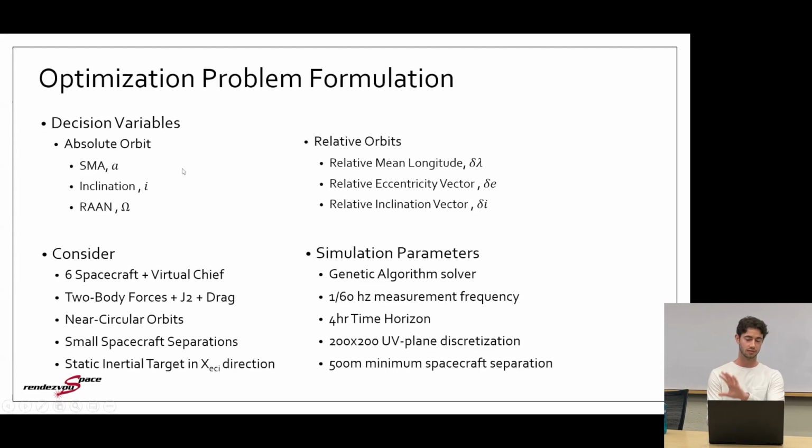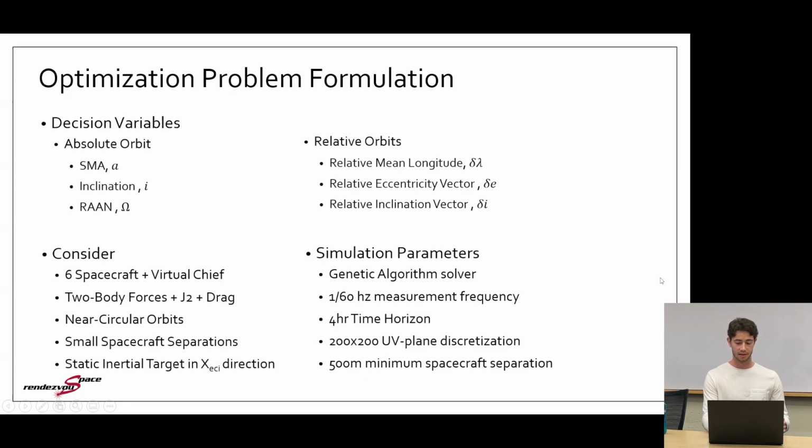Considering the absolute orbit, we're only going to consider 2 angles for its orientation and the semi-major axis for its size. We're considering circular or near circular orbits, so I've left the eccentricity, argument of perigee, and the mean argument of latitude out of this to reduce the design space. For our relative orbits, we'll assume that relative semi-major axis is 0, and we'll leave all of the other relative orbital elements free for the solver. I'm going to be showing a 6 spacecraft swarm today. We'll take into account 2-body forces, J2 and drag, for a static inertial target.